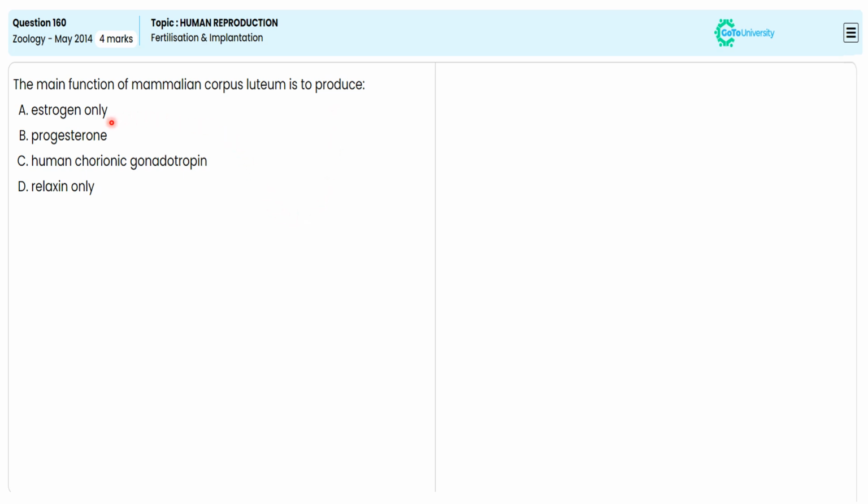Why are we ignoring option A? Because estrogen is not formed by the corpus luteum. Estrogen is formed by the granulosa cells of the follicle. So we are avoiding option A.